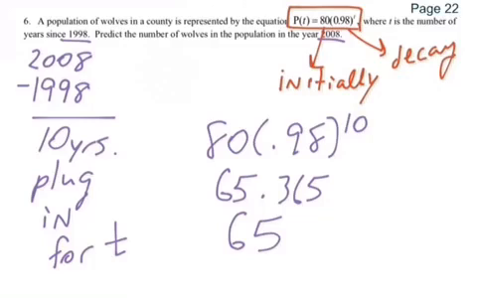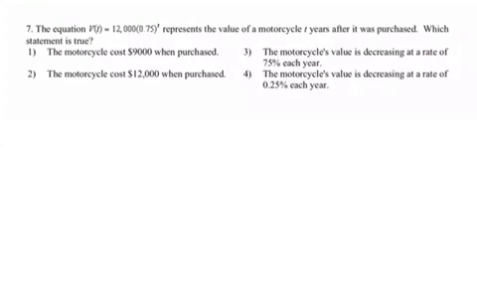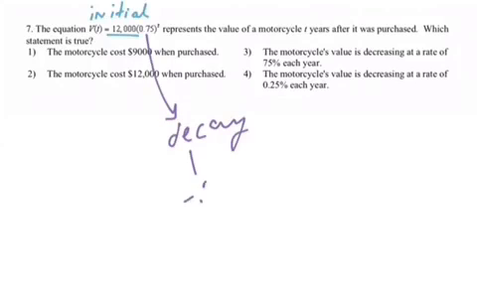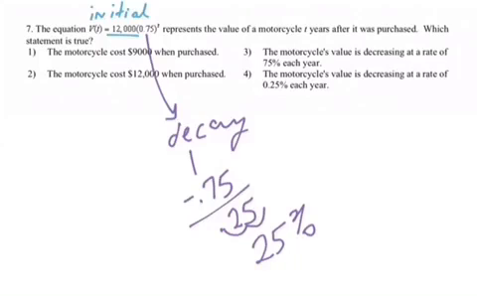Keeping in mind that since you realize it's a decay, if you started with 80 initially, then it would make sense to have 65 wolves 10 years later. Going on to the next question, which of the following statements is true? So before you even look at the choices, you should be labeling that the 12,000 is the initial amount. The 0.75 means that it's a decay because it's less than 1. And when you figure out the actual rate, 0.25, which becomes a 25% decrease.